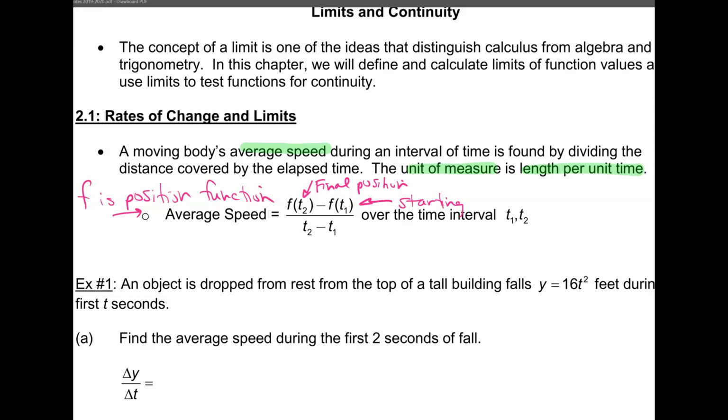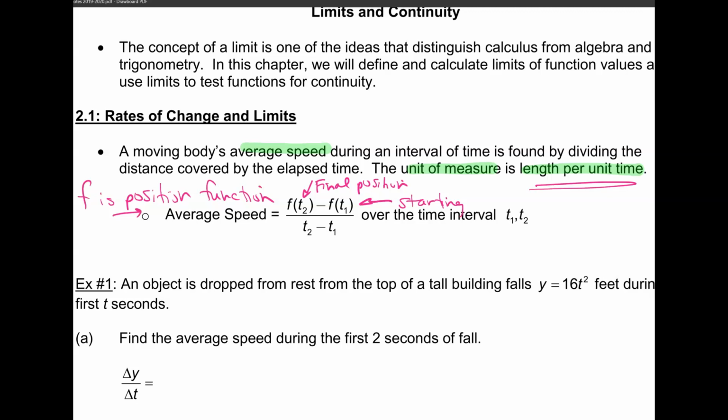All right, 2.1, rate of change and limits. A moving body's average speed during a time interval is the distance covered divided by the elapsed time. The units of measure are length per unit time. So for the average, you take the difference between positions and divide by how long it took. In physics, this is literally delta x over delta t.